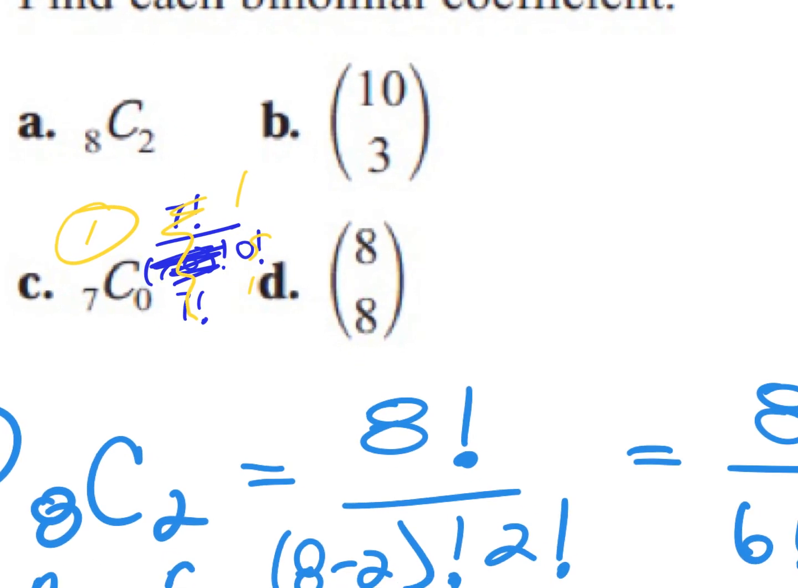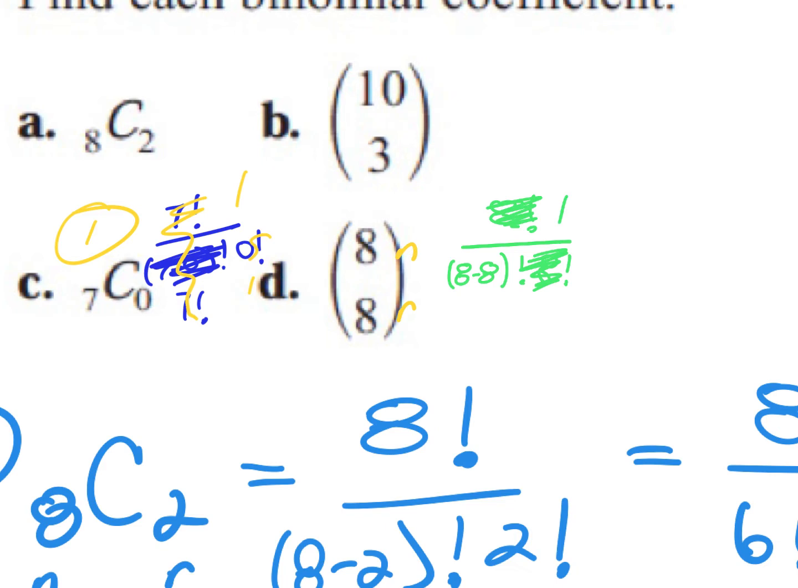Same thing kind of happens here. This is my n, this is my r. So I have 8 factorial over 8 minus 8, right? Okay. So I have n minus r over r. What do you guys notice? 8 factorial on the top and the 8 factorial on the bottom do what? Cancel out, so you're left with a 1.